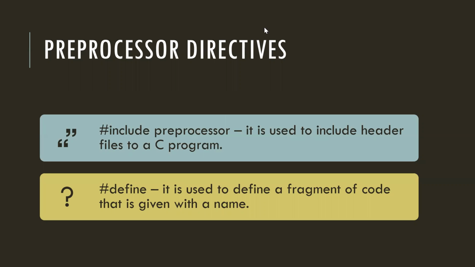Next is the hashtag define. When you see define here, it simply means that you're going to define a fragment of the code that is given a name. And again, you as the developer or programmer will be the one to give the name for that. So you can define a constant if you like.